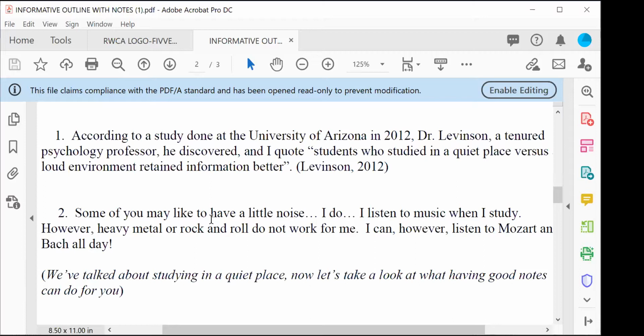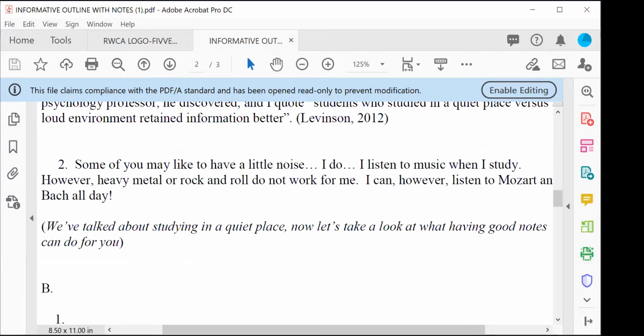And then I have the in-text citation. Notice here that I say who it is. I even gave the year. Sometimes that's important, other times not so much. But if you want to let people know that the information is recent versus not, then you might want to share that. You say that he's a psychology professor, so he probably knows something about this. And then you quote what that person said.